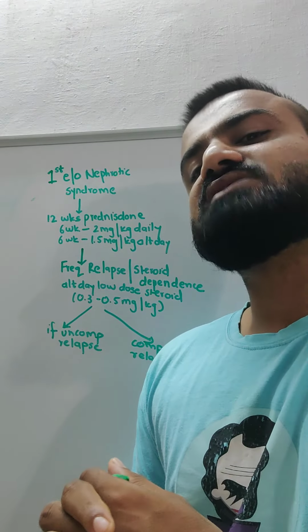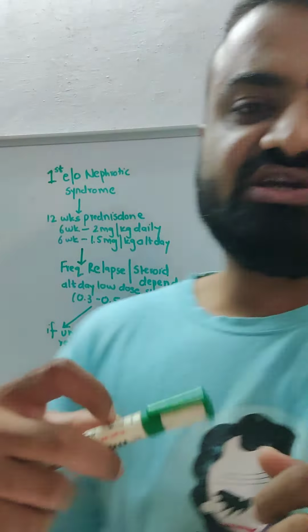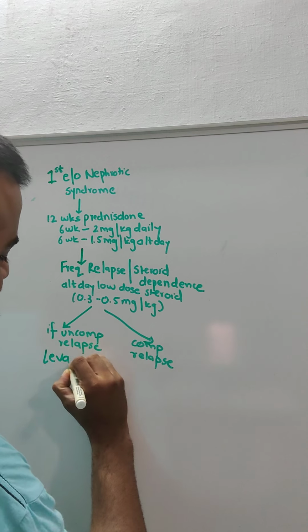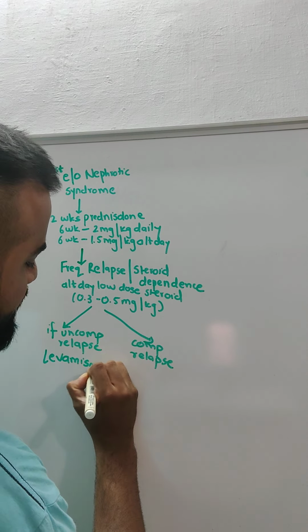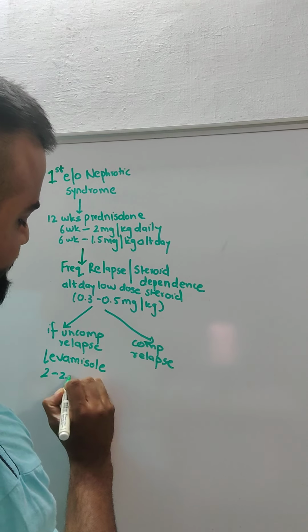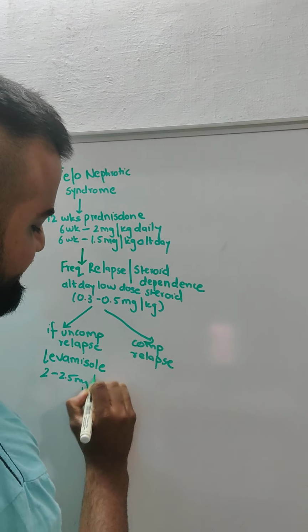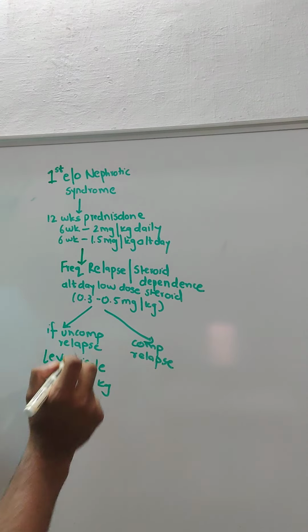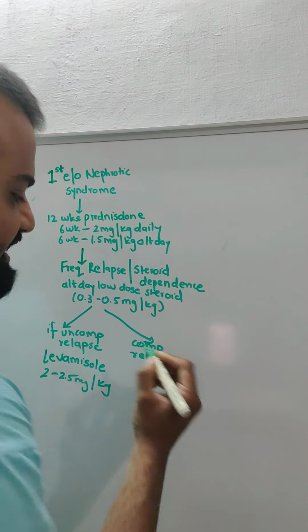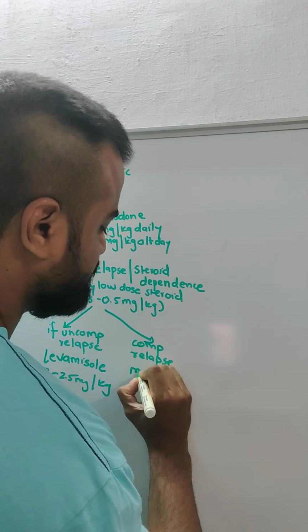Now if the relapse is uncomplicated, then we shift the patient to a drug known as levamisole. Levamisole is an antiparasitic drug, and it is given at the dose of 2 to 2.5 mg per kg as alternate day therapy. The side effect of levamisole is agranulocytosis.